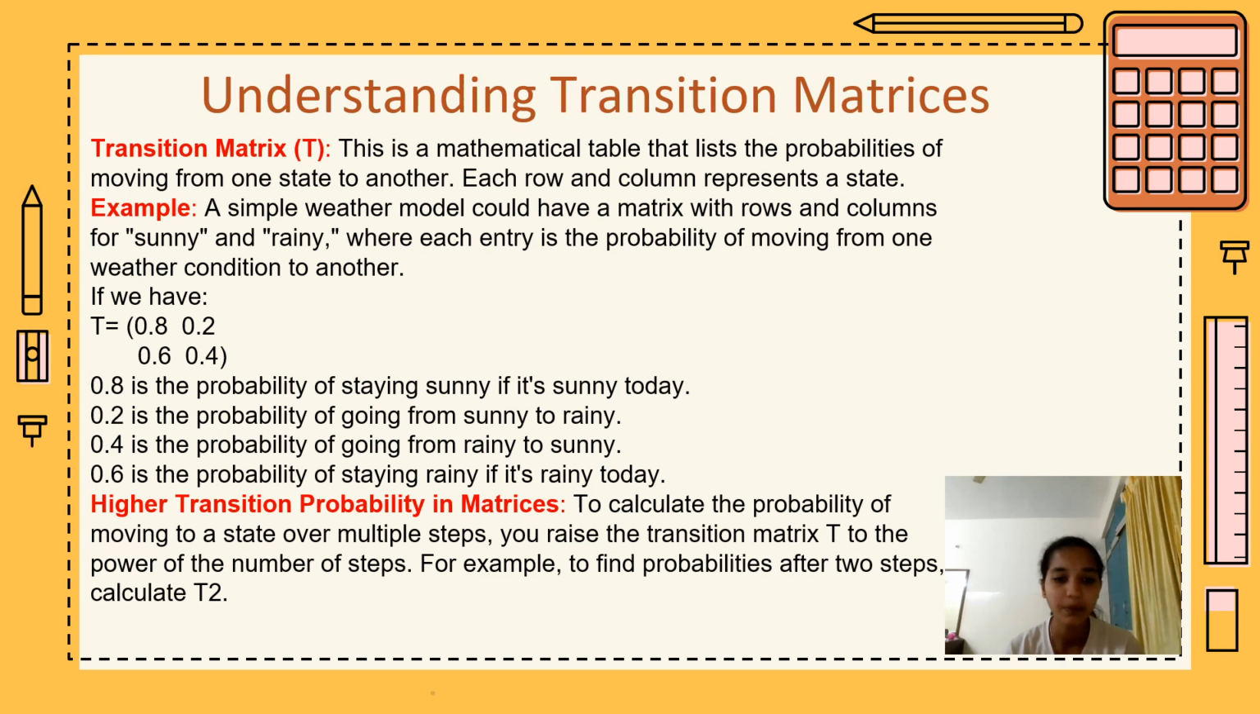Higher transition probability in matrices. To calculate the probability of moving to a state over multiple steps, you raise the transition matrix T to the power of the number of steps. For example, to find the probability after 2 steps, calculate T square.